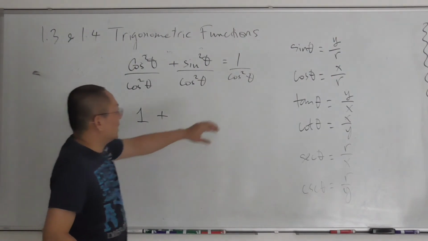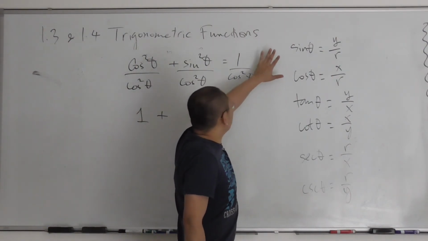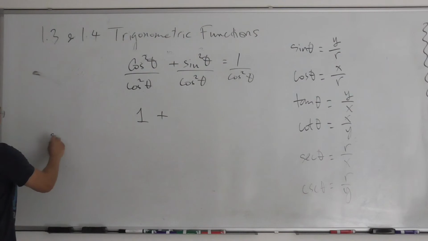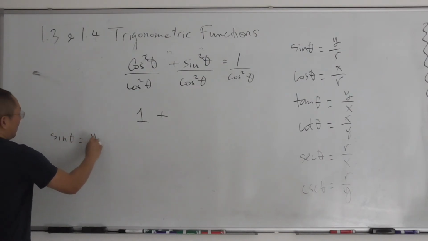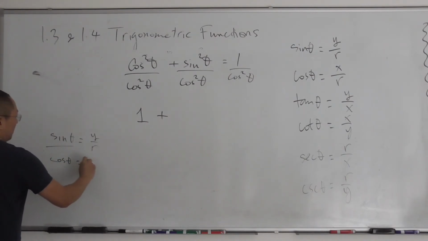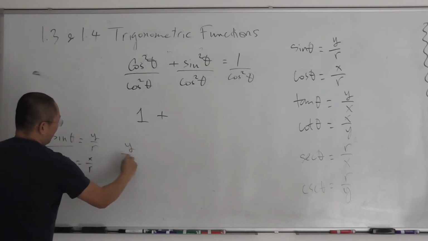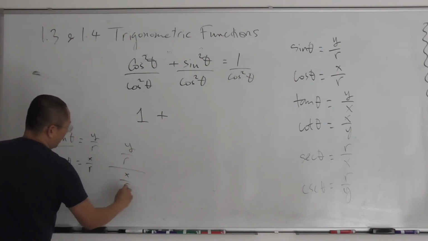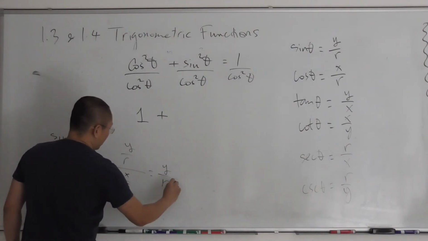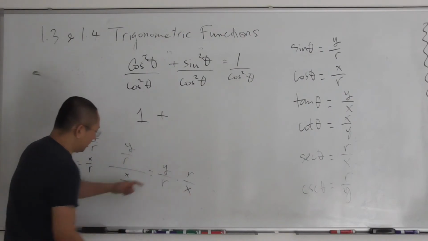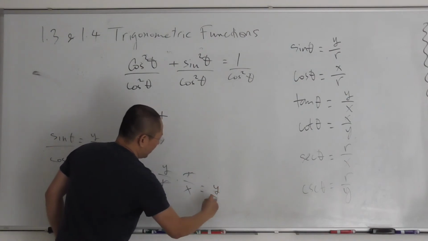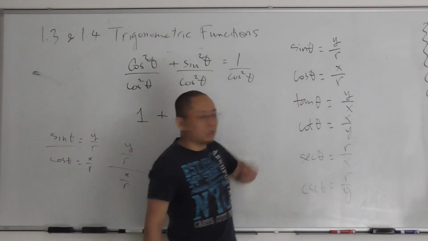Let me calculate it here. Sine theta is y over r. Cosine is x over r. So y over r divided by x over r: dividing by a fraction means multiplying by its reciprocal. So this is y over r times r over x. The r cancels out. This is y over x. You know what y over x is? It is the tangent of theta.